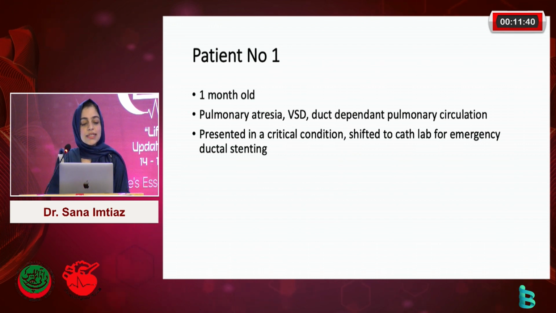Our first patient is a 1 month old infant. He presented with pulmonary atresia, VSD, and duct-dependent pulmonary circulation. Since the child presented in a critical condition, we had to shift him to the cath lab for emergency ductal stenting.